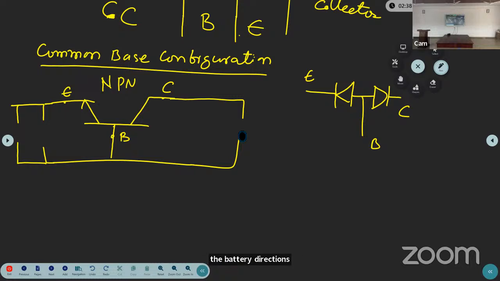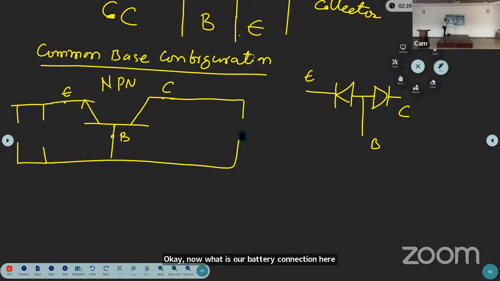Remember, the emitter base junction should be forward bias and the collector base junction should be reverse bias. For the normal working of the transistor, the emitter base junction should be forward bias and collector base junction should be reverse bias, irrespective of the transistor configuration. Okay, now what is the battery connection here?